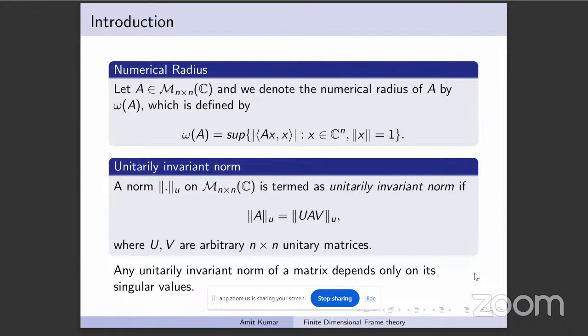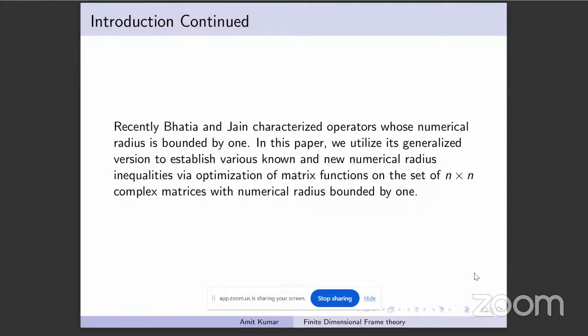Another term which will be used throughout our presentation is the unitarily invariant norm. A norm on Mn(C) is termed a unitarily invariant norm if the norm of A is equal to the norm of UAV, where U and V are any n cross n unitary matrices. Any unitarily invariant norm of a matrix depends only on its singular values. So for any matrix, if we know its singular values, we can tell what its unitarily invariant norm is.